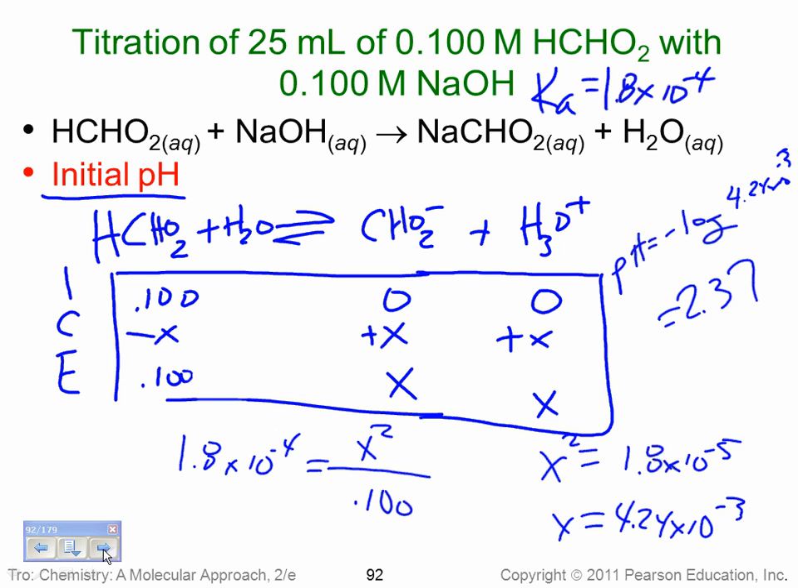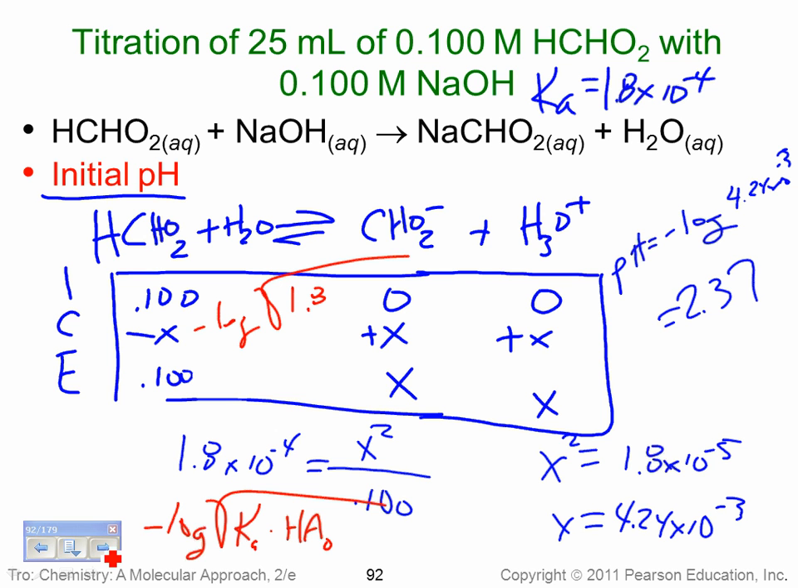This is the part where you said you could use it. Yeah, sure. My shortcut, if you remember, was negative log of the square root of Ka times HA naught, which means negative log of the square root of 1.8 times 10 to the minus 4 times 0.1, which if you look at the math here, is exactly what we did. So yes, this is where that shortcut comes from. Keep track of it. And that's what you get.